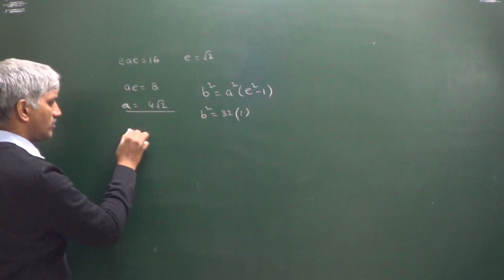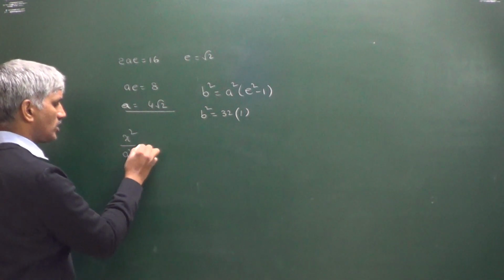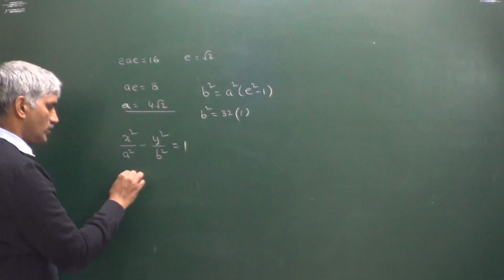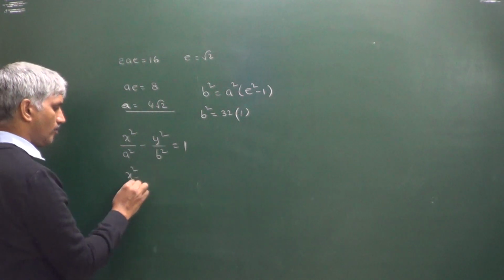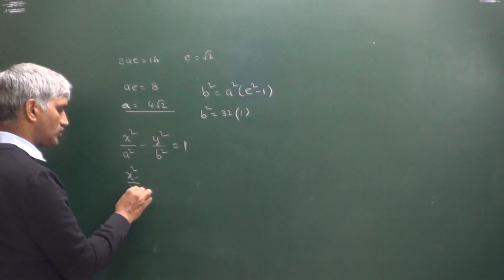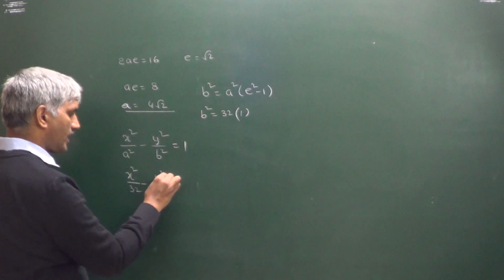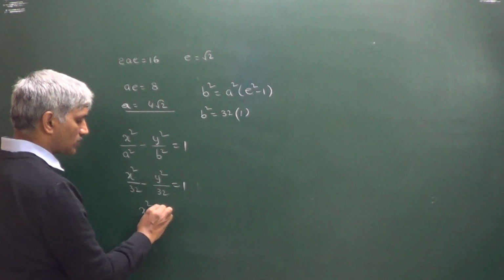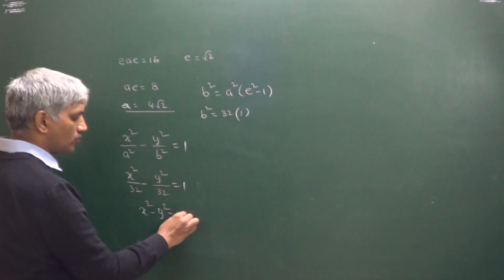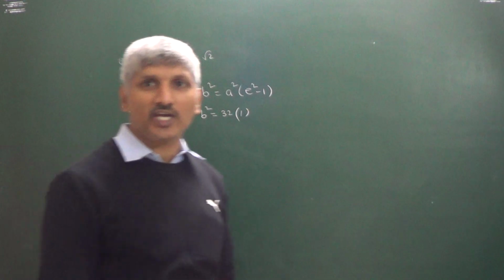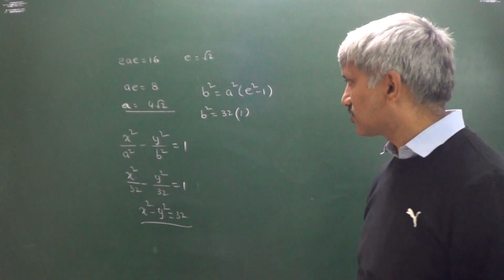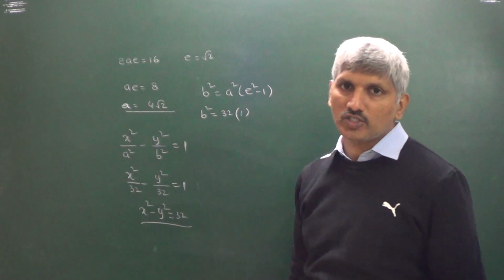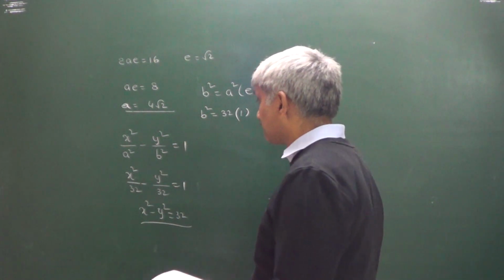That's why the equation of the hyperbola is x square by A square minus y square by B square is equal to 1. Therefore, x square by 32 minus y square by 32 is equal to 1. So we are getting x square minus y square is equal to 32. This is called a rectangular hyperbola where A is equal to B. When A and B are equal, then the type of hyperbola is called a rectangular hyperbola.